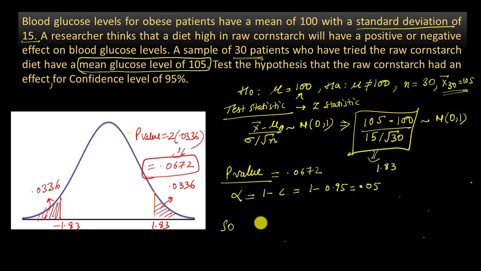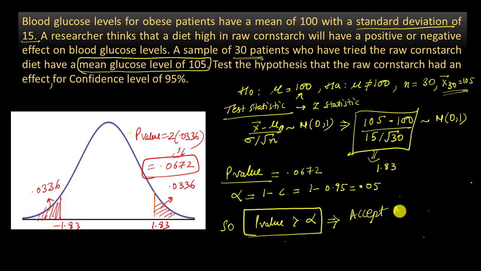It is clear that the p-value is greater than alpha, and we have seen that if the p-value is greater than alpha, then we accept our null hypothesis. So we accept our null hypothesis that blood glucose levels for obese patients have a mean of 100.